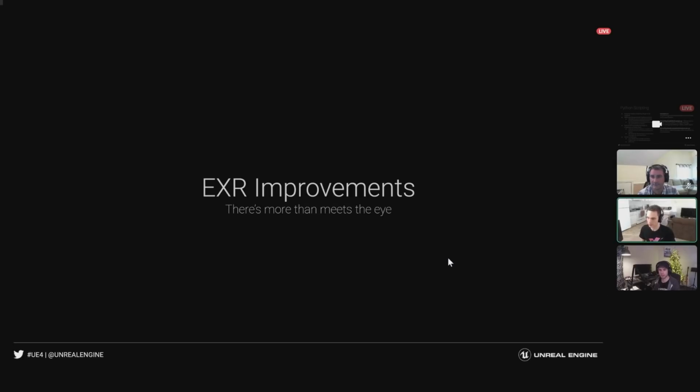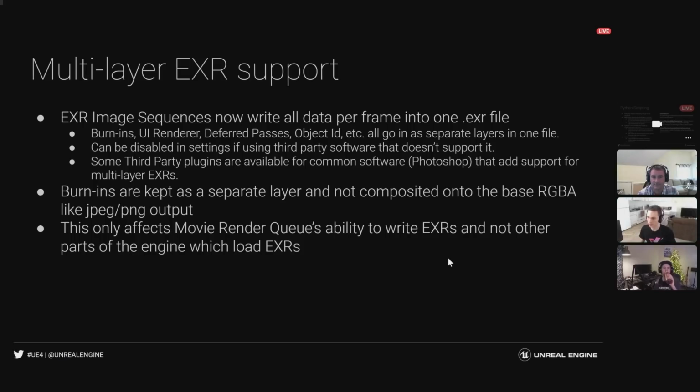Okay, so next we're going to talk about some of the EXR improvements that we've made. One of the big things that we've done is that EXR image sequences can now write all the data into one EXR file. Before we would make an EXR, but we'd have one EXR per output type. And so that has all been combined into one file, which makes it much easier to pass around data because you just send somebody a single file instead of having to send 7 files and things like that.